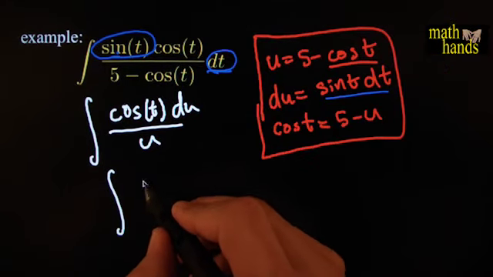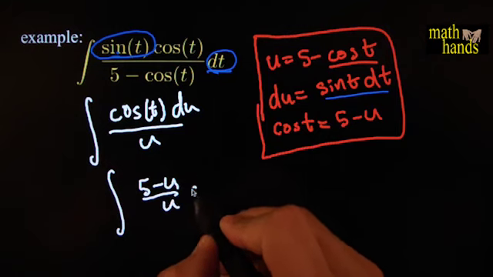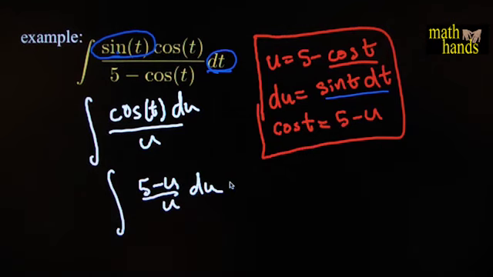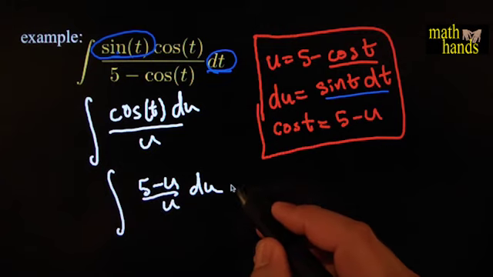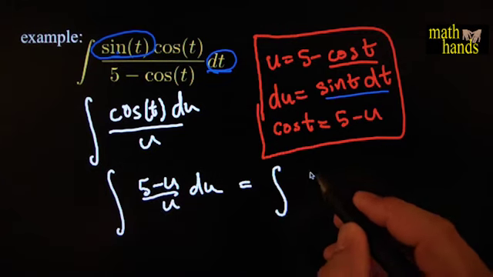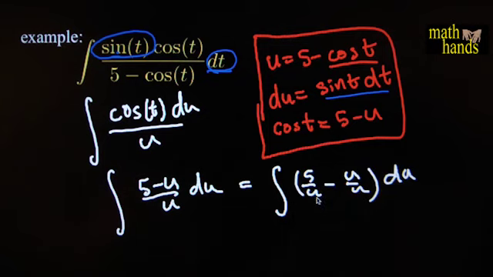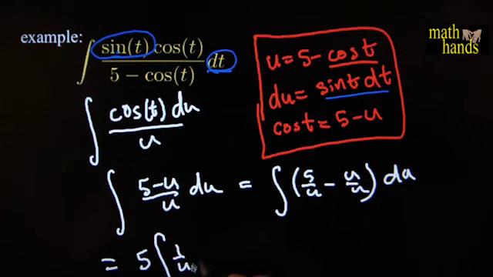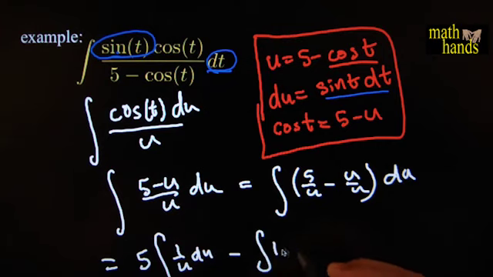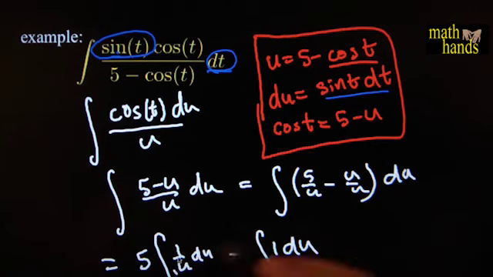And let's see how it goes. This will be 5 minus u all over u du. Now what? Oh, I could break this up into a couple of fractions. This becomes the integral of 5 over u minus u over u du, right? Which indeed becomes something doable. It becomes 5 times the integral of 1 over u du. That's super famous. That's basic. Minus the integral of just 1 du. This is 5 over u, and this u over u becomes 1.